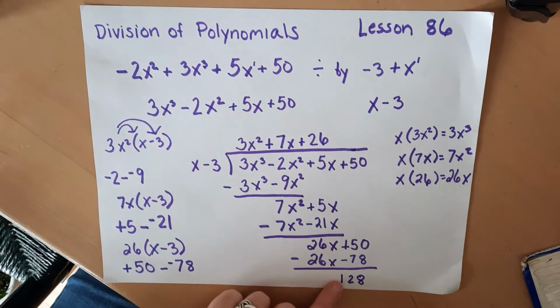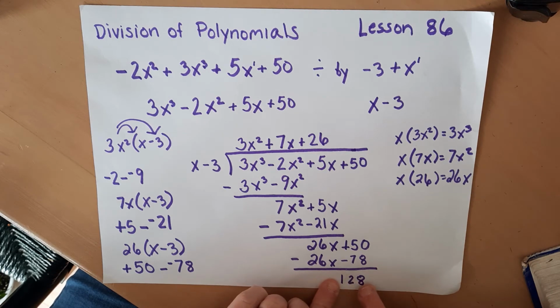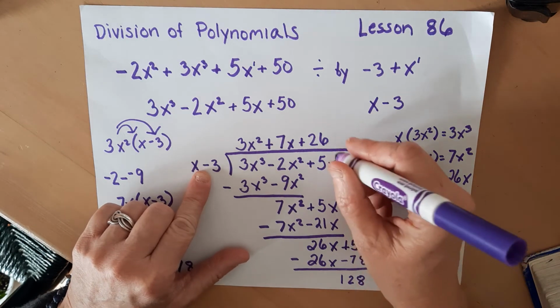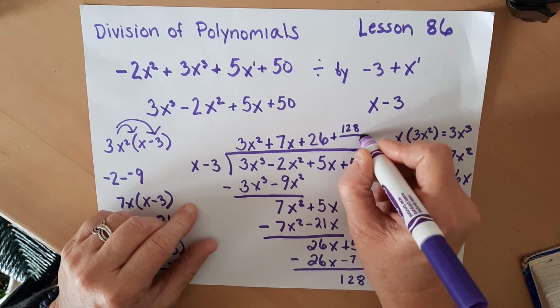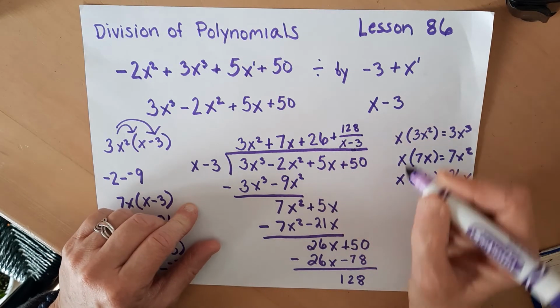Now what do we do with that? We have no other terms to bring down, but we can't just leave it here. It's as if we have a remainder of 128. Well, what you do with this last term is you make a fraction out of it, and you put this as the numerator and this as the denominator. So we're going to go ahead and add 128 over x minus 3.